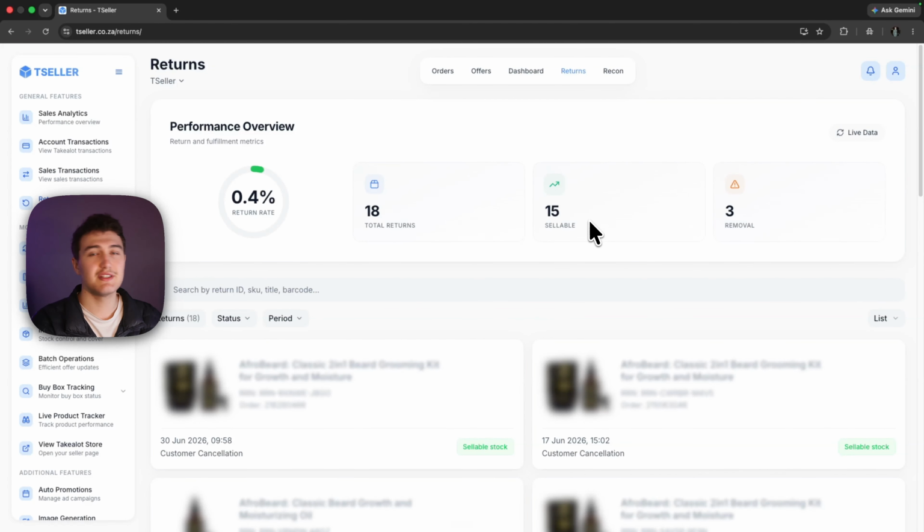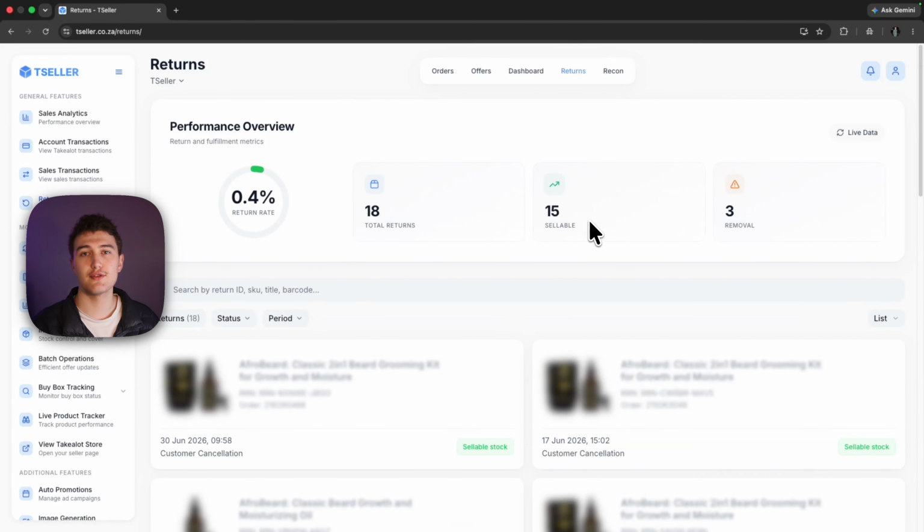So what needs to happen is you need to have a complete understanding of what exactly is going on in your returns. You can't turn a blind eye to it. You can't say it's Takealot's fault. You need to be proactive in solving the issue. So today I'll show you guys how to reduce your return rate selling on Takealot using TSeller.